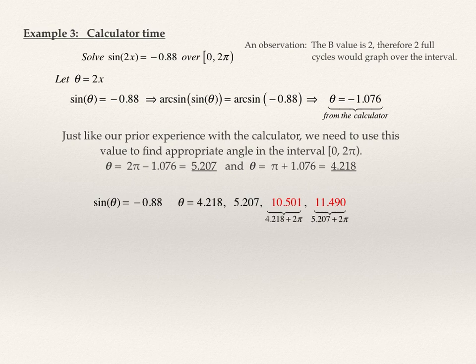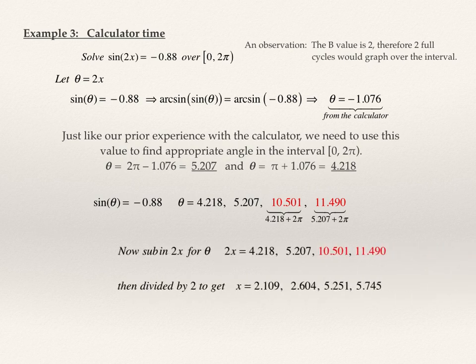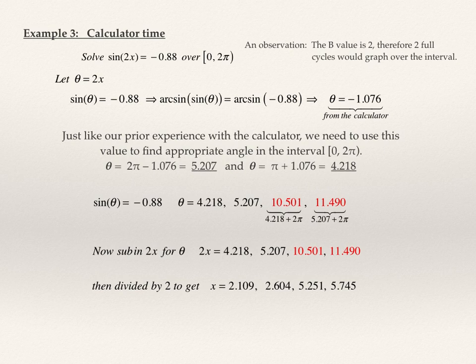All right, that's good for theta, but I need to solve for x, and theta is equal to 2x. So I'm going to sub in the 2x for theta. I brought those 4 answers down, replaced theta with 2x, and when I divide by 2, I now get these 4 answers. And just like we saw before, we can see that we have 4 solutions in the interval from 0 to 6.283.